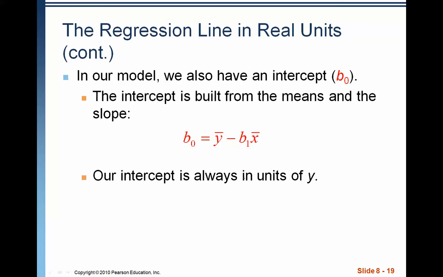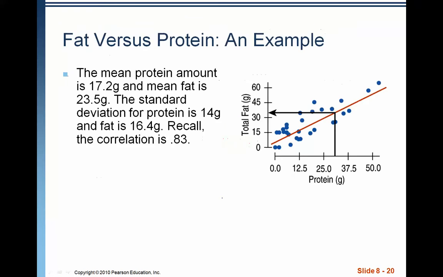For y-intercept, we're using the means and the slope. So the y-intercept is the mean of the y set minus the slope, which we calculated in the previous formula, times the mean of the x set, and our intercept is always in units of y. This, by the way, is hand calculating. I will show you how to do this on a calculator in just a moment after we finish this. So, as an example, we have the Burger King data set here.